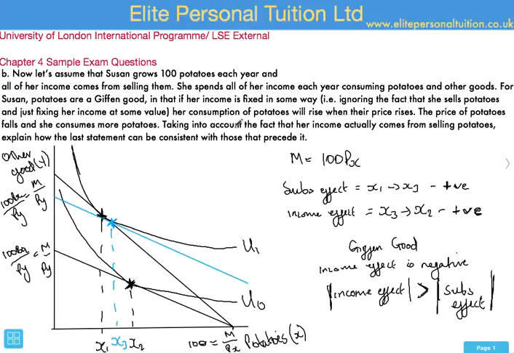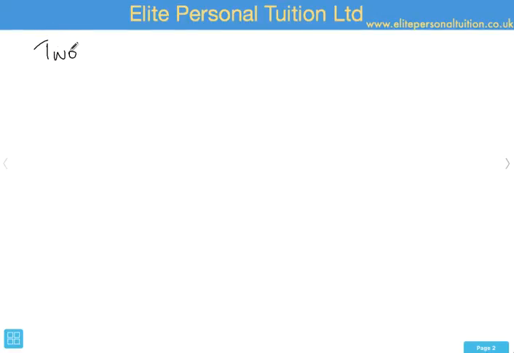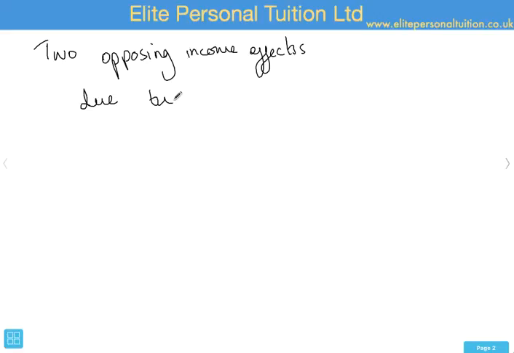Okay, so why is this consistent? So why is it that she can have a Giffen good, but yet when the price falls, she actually consumes more? To answer that question, we need to understand that in this question, we have two opposing income effects, due to two opposing effects on real income from the price change.